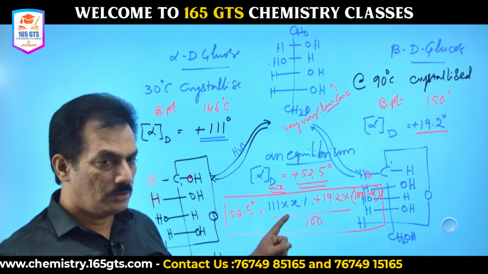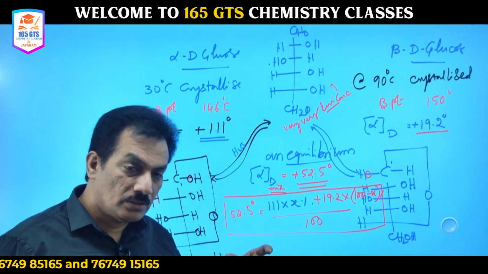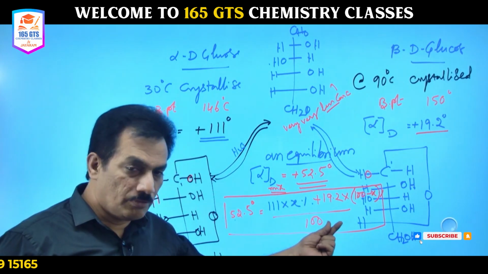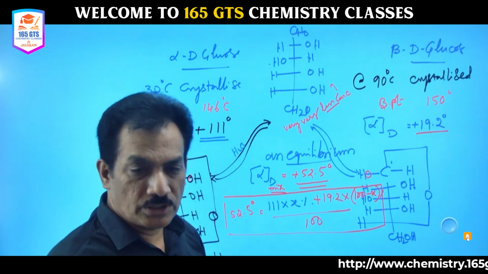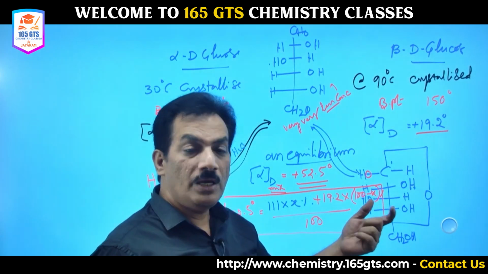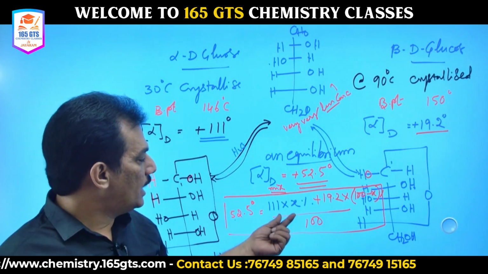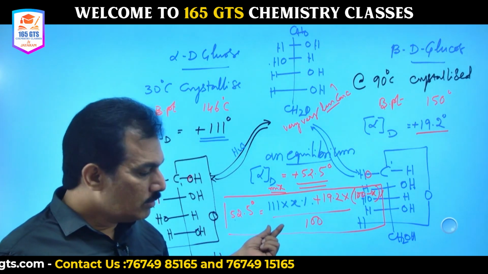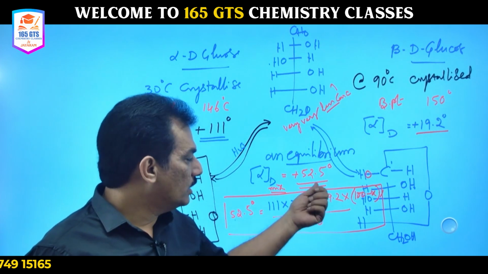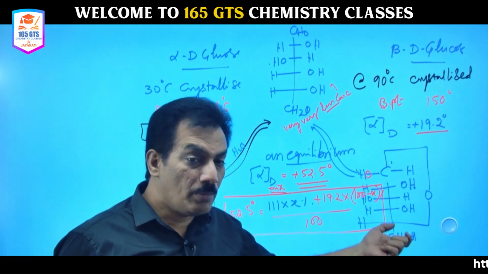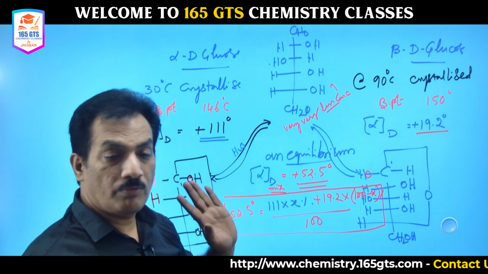With this formula, you observe here, this is the mixture average of the alpha and beta forms. Now, if we imagine the alpha form is X percent, automatically beta will be 100 minus X percent, because percent is per 100. Now the alpha specific rotation: 111 into X plus 19.2 into (100 minus X) by 100 is equal to this one. On solving, you can find X.